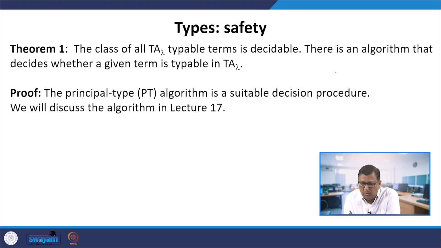The idea is that we take a lambda term M and ask whether it has some type tau. If it is typeable, there will be some type tau, and if it is not typeable, then we say this is not typeable. This sort of yes or no answer we are going to ask for a lambda term M. So given a lambda term, is it typeable or not? For example, for lambda x dot xx, the answer should be no. There is a nice algorithm called the principal type algorithm, and we are going to discuss this later.